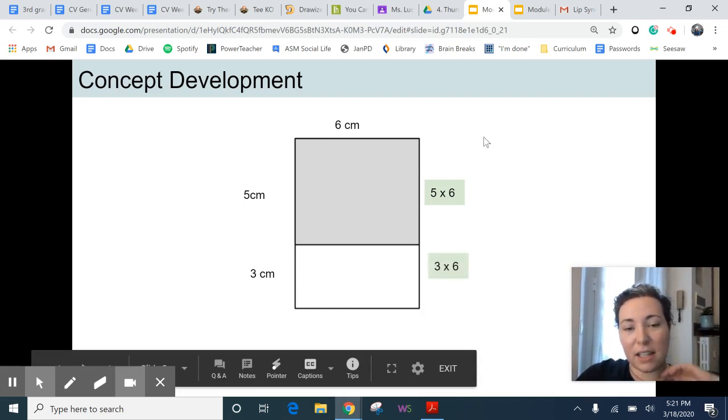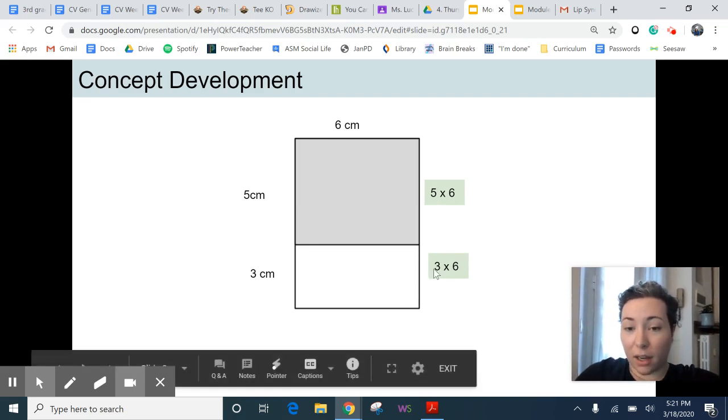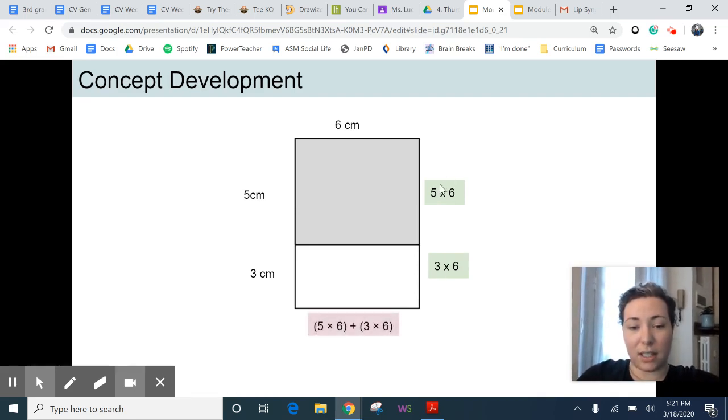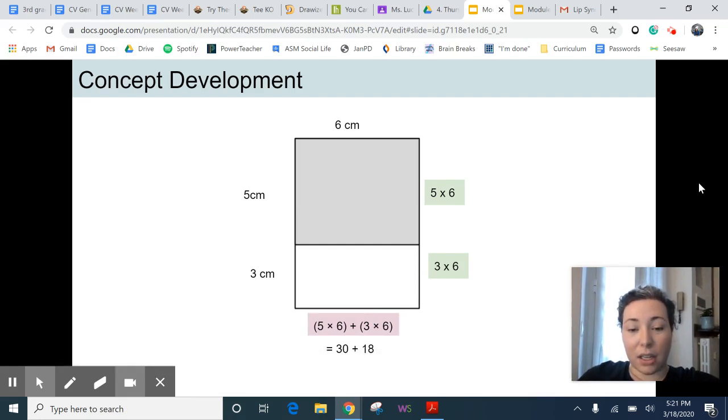If we're trying to find the area of the whole rectangle together, we just need to add the products of these two expressions, which in this case would be 5 times 6 plus 3 times 6. You've seen things like this before. That would give us 30 plus 18, because 5 times 6 is 30 and 3 times 6 is 18, and that gives us a total of 48 square centimeters.